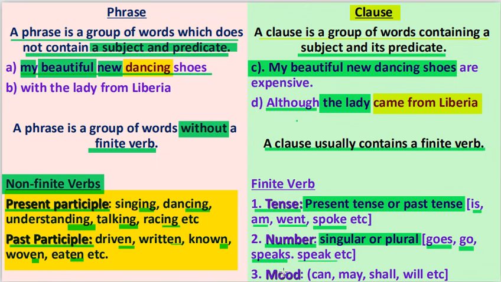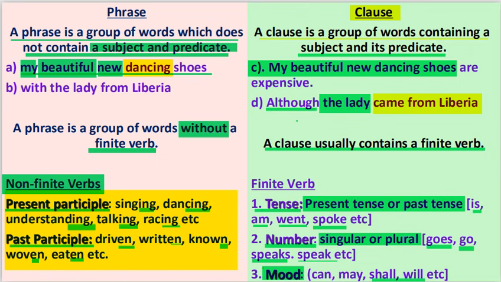And the last one is mood. If a verb shows mood, it is a finite verb. These are the modal auxiliary verbs, like can, that shows ability, may, that shows possibility or probability, shall, will, those ones show willingness or intention. Whenever a verb shows any of this mood, that verb is a finite verb.